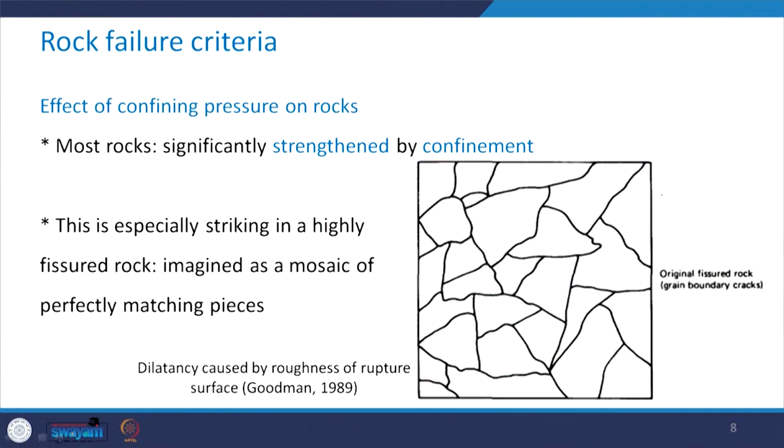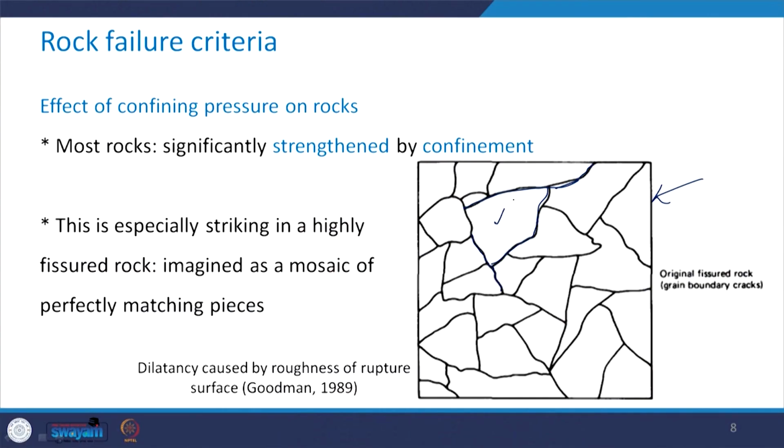So, the one theory we are going to discuss now. This significant strengthening by the confinement is really very striking in a highly fissured rock. A highly fissured rock can be imagined as a mosaic of perfectly matching pieces, like it has been shown in this figure. You can see that these are the planes of the discontinuity.